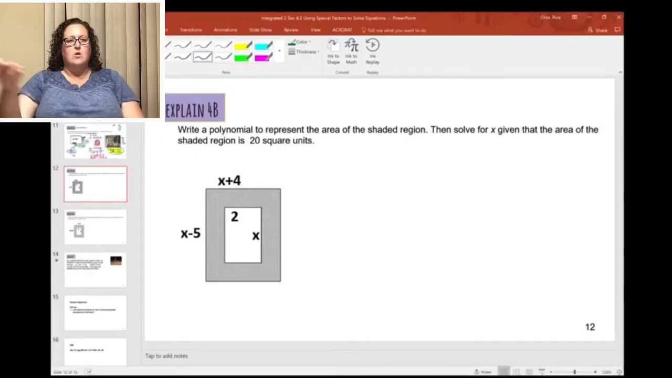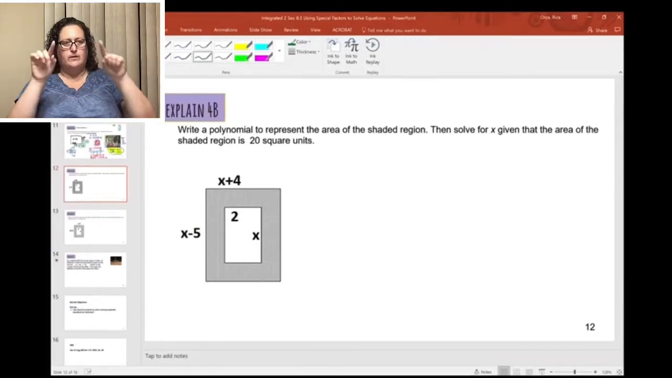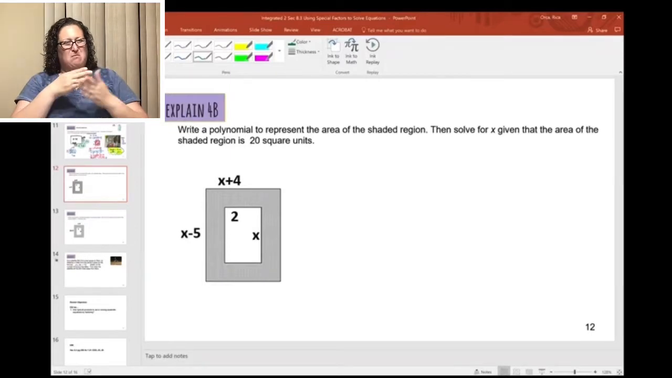Welcome back, class. Today we are going to be finding the area of a rectangle using quadratic equations. So this would be part 3 of our section 8.3 notes. In this problem, we want to write a polynomial to represent the area of the shaded region. Then solve for x given that the area of the shaded region is 20 square units.